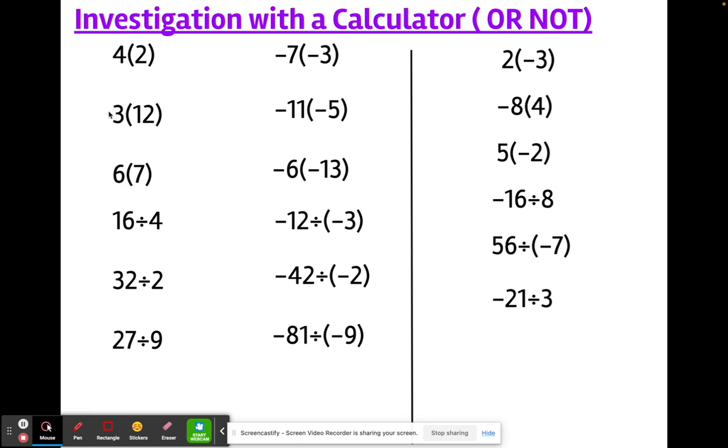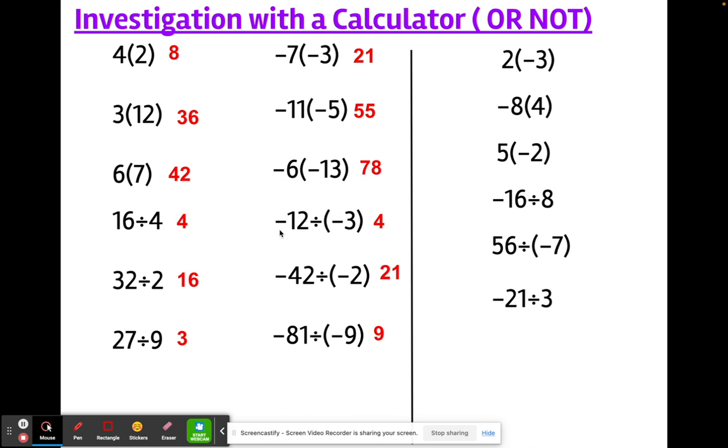I have 4 times 2, 3 times 12, 6 times 7, 16 divided by 4, 32 divided by 2, 27 divided by 9. Now let's look at the next ones. Negative 7 times negative 3, negative 11 times negative 5, negative 6 times negative 13, negative 12 times negative 3, negative 42, negative 12 divided by negative 3, I should say, negative 42 divided by negative 2, and negative 81 divided by negative 9. I'm starting to wonder if I actually said times over instead of divide.